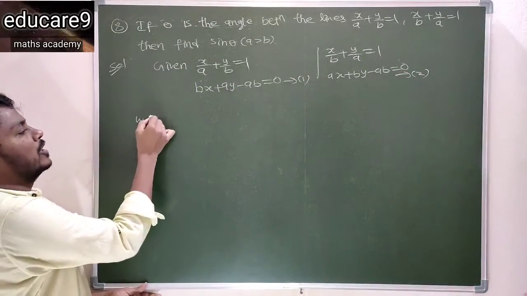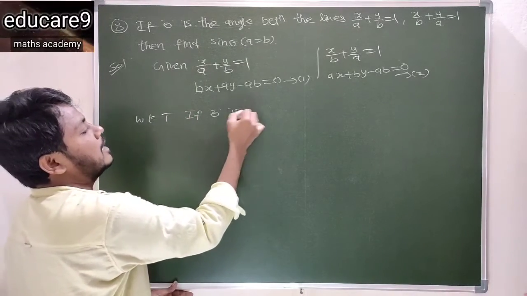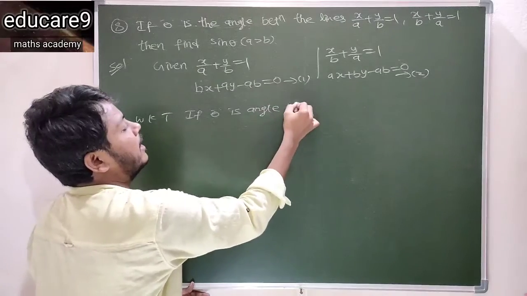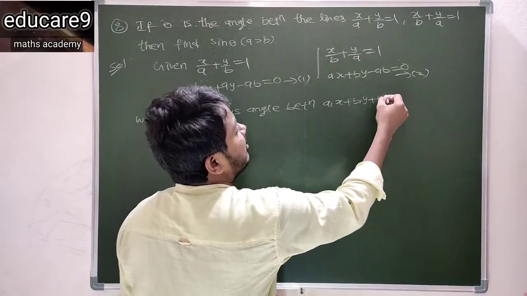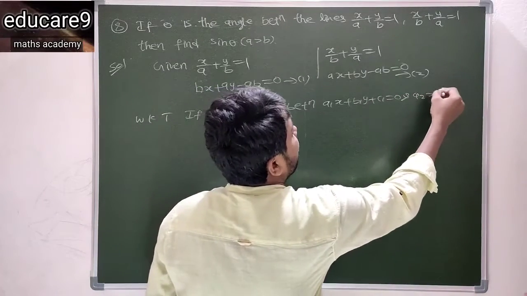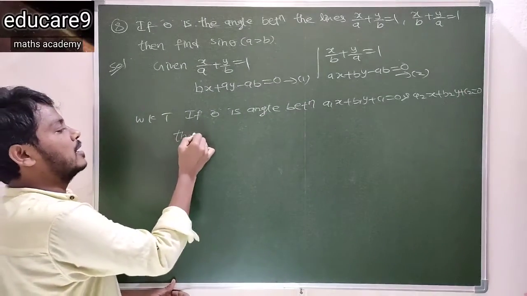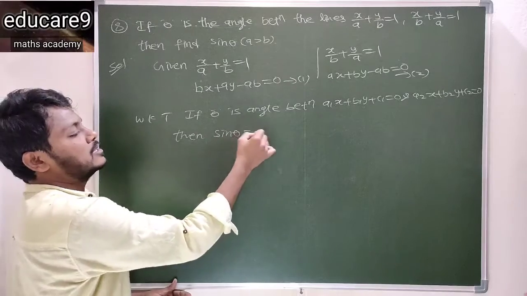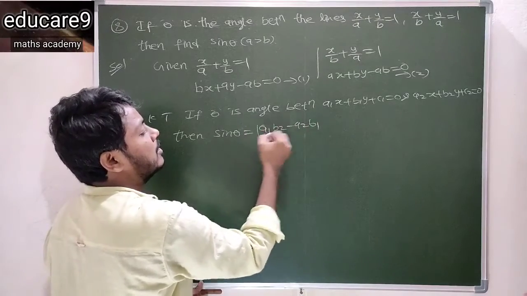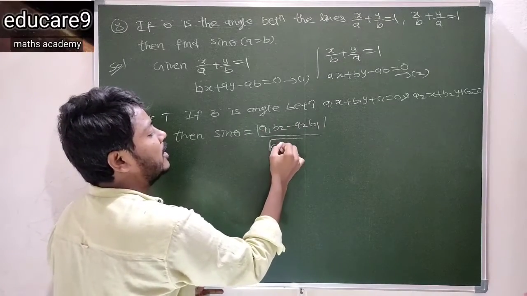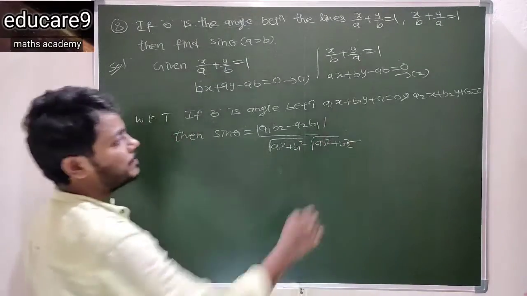See here, you know that if theta is the angle between a1x plus b1y plus c1 is equal to 0 and a2x plus b2y plus c2 equals 0, then sin theta is, so this is the formula, a1 b2 minus a2 b1, divided by square root of a1 square plus b1 square into a2 square plus b2 square.